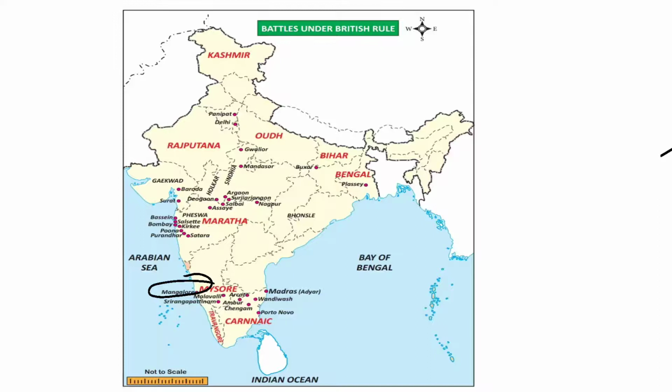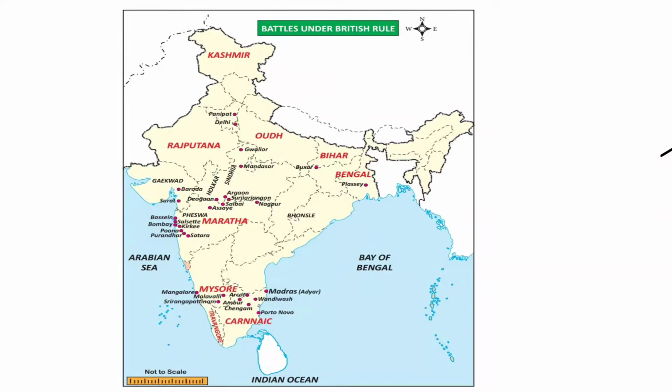Mangalore is located near Mysore, and then Malavalli. Srirangapattinam, these are also very important places near Mysore. Madras, which means Adayar, Vandivash, Porto Nova, Arcot, Ambur, Changam, and then Truangur. These are also very important places in the history of India.